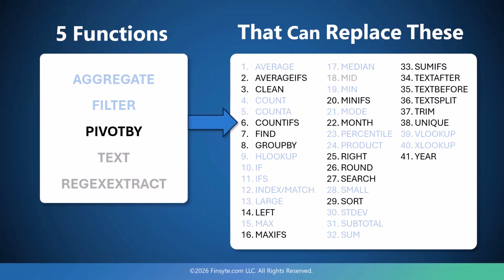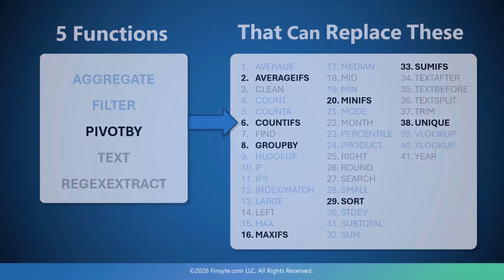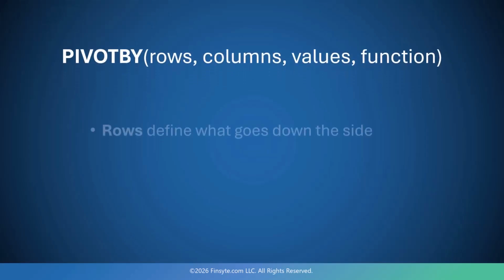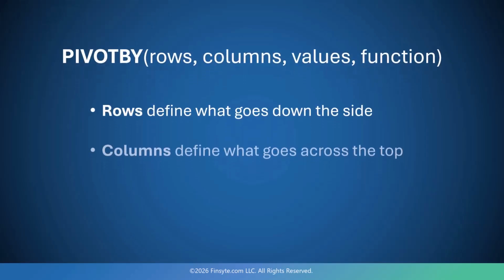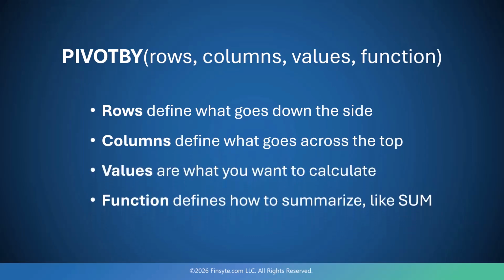Instead of inserting a pivot table, you can build the same type of summary directly on your sheet and have it update automatically. It combines several of Excel's features into one, including grouping data, creating unique lists, and performing calculations all in a single formula. Here's the basic structure. Rows define what goes down the side, columns define what goes across the top, values are what you want to calculate, and the function defines how to summarize, like sum.